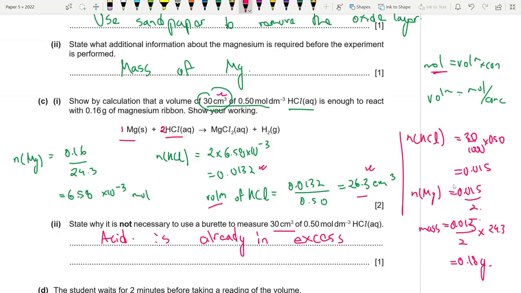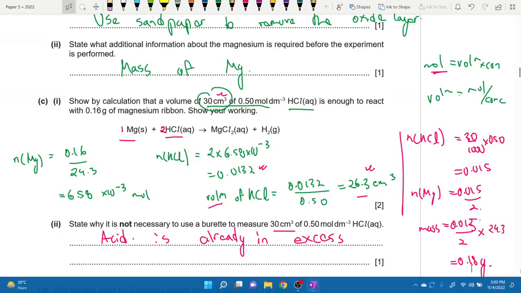So we only need a precise instrument when the volume really matters, when it has to be pinpoint, but the acid is already in excess. So even if we use a measuring cylinder that is not that precise, even if we get something like 30.5 cm³ or 29.5 cm³ according to the uncertainty of the measuring cylinder, it wouldn't really make a difference, guys. That's why when something is in excess, you don't need a precise instrument. Clear?